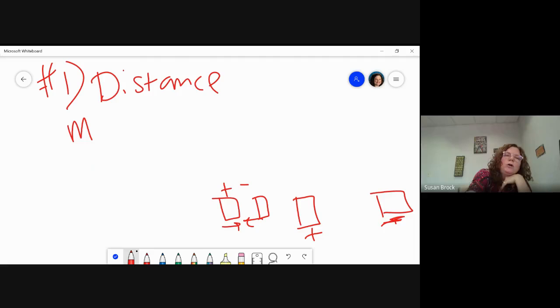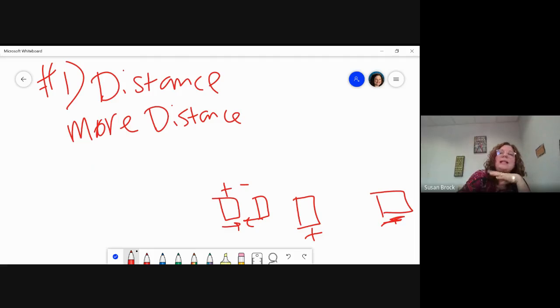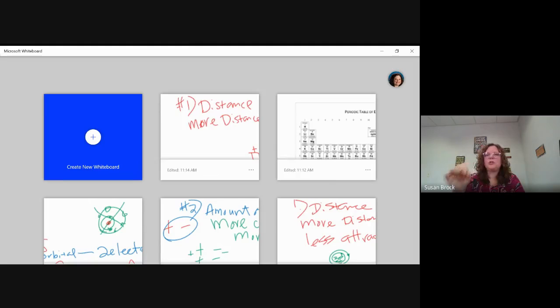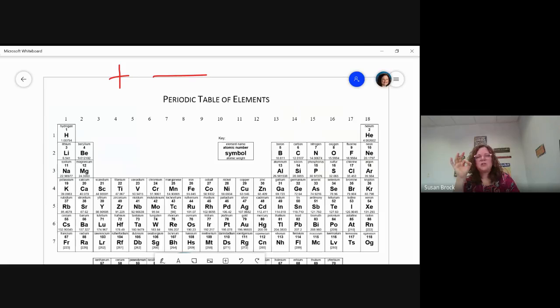So more distance, less attraction. All right, so the farther and farther apart we get these particles, the less they're going to attract each other. So what does that mean for the periodic table? Because we have to be able to apply that to the trends.